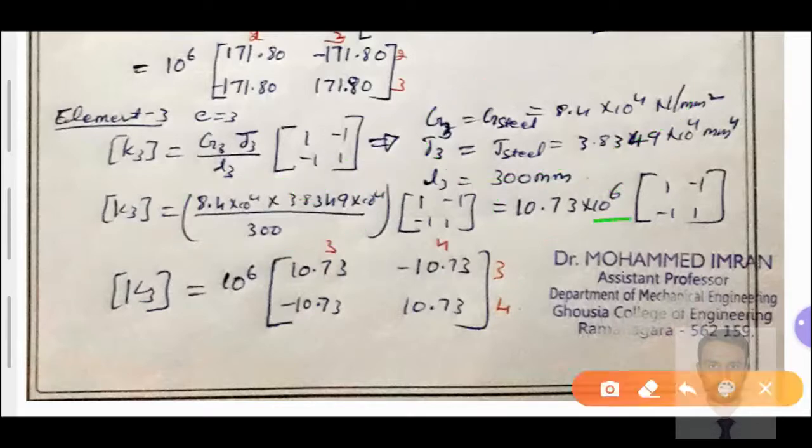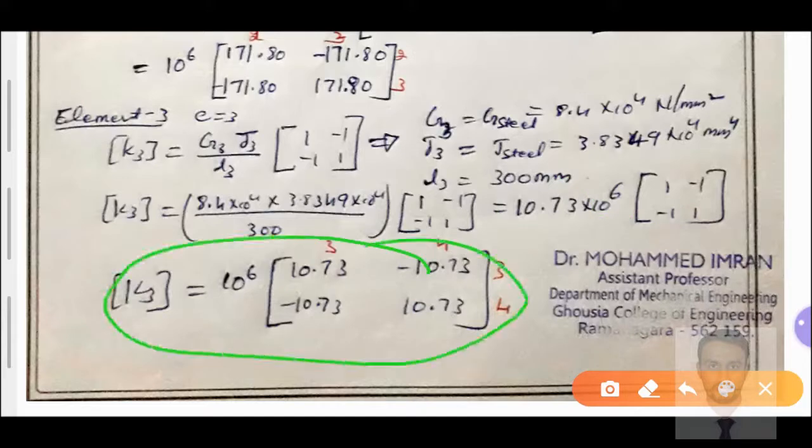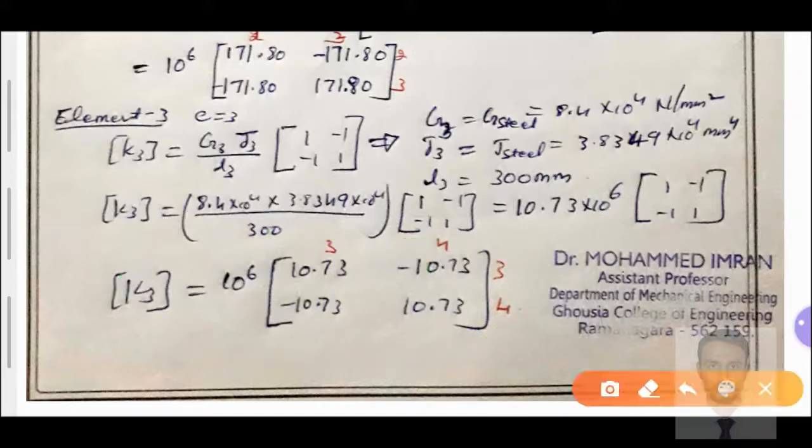Now take down the common 10 to the power of 6, multiply 10.73 inside the matrix. We have this matrix. Then we get the elemental stiffness matrix for element number 3. Now the element lies between two nodes, node number 3 and 4, node number 1, 2, 3 and 4. This is the element number 3.